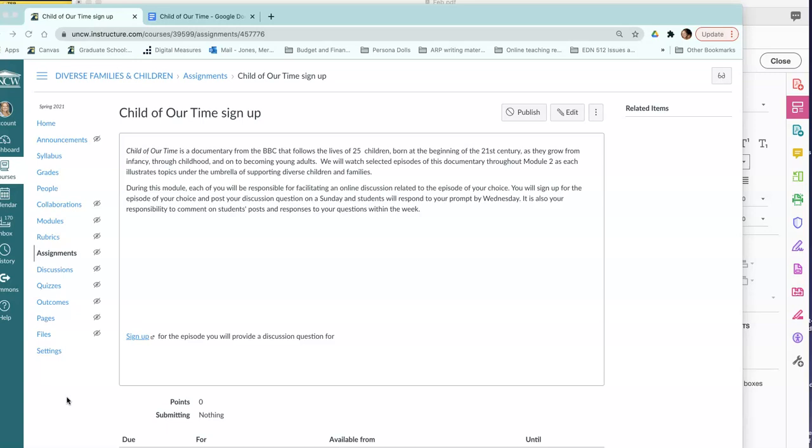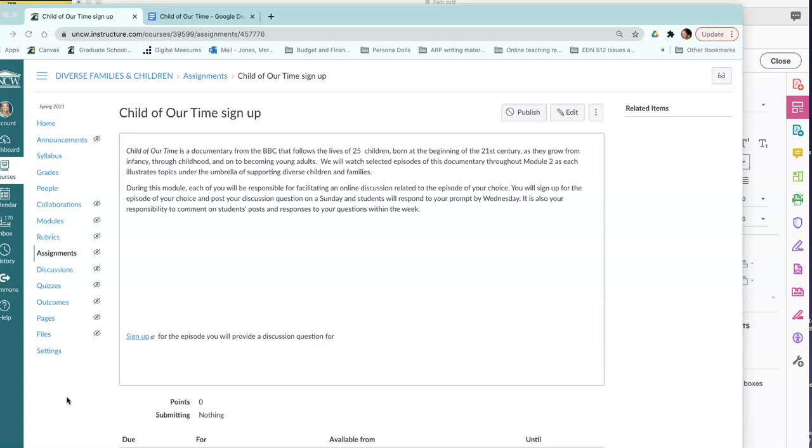So what you need to do now is sign up for which episode you want to provide a discussion question for. And there's going to be multiple people who will be posting questions. Weekly, there'll be 3 to 4 people who are posting discussion board questions. On Wednesday, you do not have to respond to every discussion question that was posted.